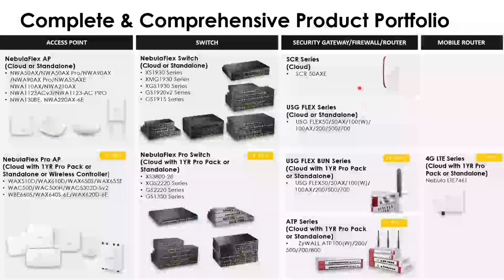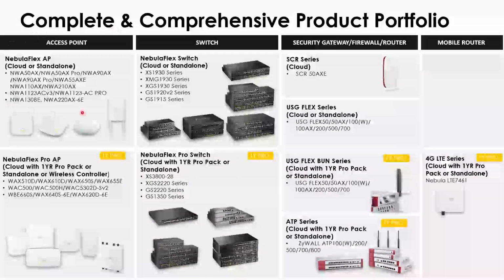So we'll just go through this really quickly. Those things on the top up here, these are Nebula Flex. These things at the bottom are Nebula Flex Pro. So what does that mean? What does Nebula Flex Pro mean? Nebula Flex Pro just means when you buy the device, it comes bundled with a 1-year Pro Pack license, whereas Nebula Flex devices do not. If you want a Nebula Pro license, you just buy it for these, or with these, it comes bundled with them.